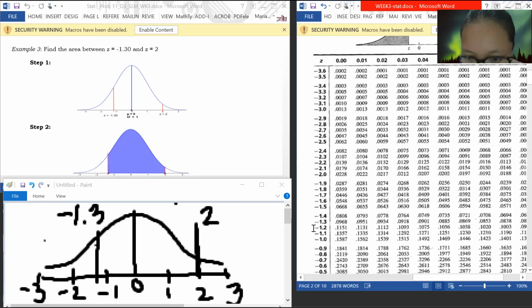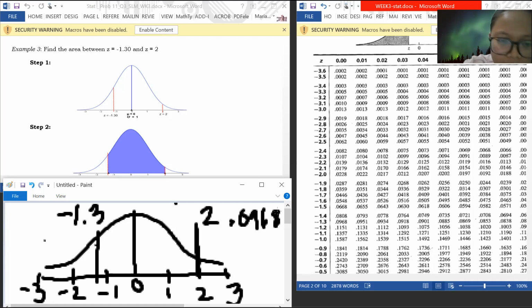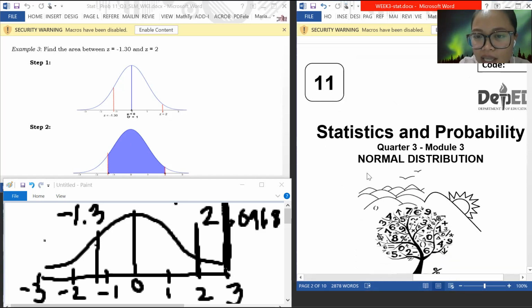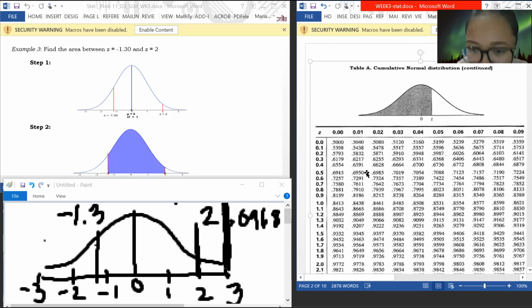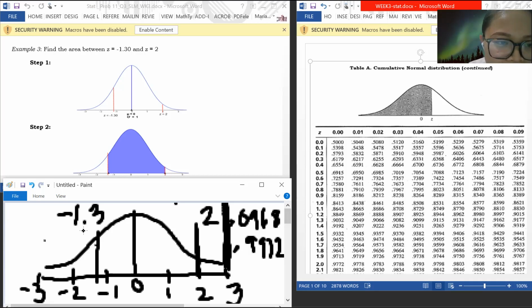So, yung buhaton, pangitaon na po nimo gamit ang table, pilay value ni negative 1.3. So, asa man si 1.3? So, dara, 0.0968. And then ang 2, ang value sa 2, ari na punta sa table nga positive, asa man ka. 2 dara 0.9972.